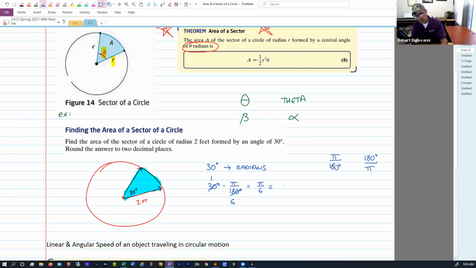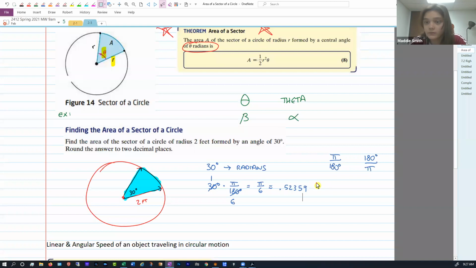That's approximately 0.52359. Yeah, that's good enough. Wouldn't it be better to leave it as pi over 6 and then find the decimal at the very end? You're still going to have error. As soon as you go to a decimal, you're going to have some error, right? So it just depends on where you want the error to occur.